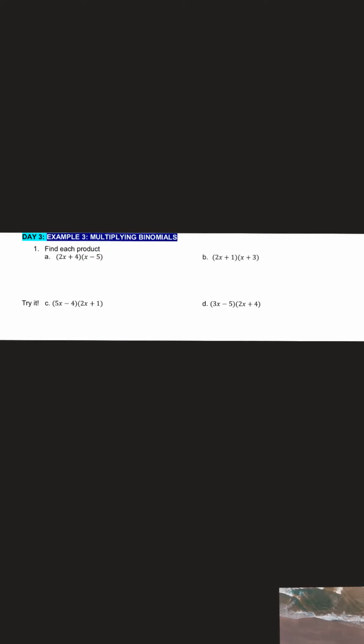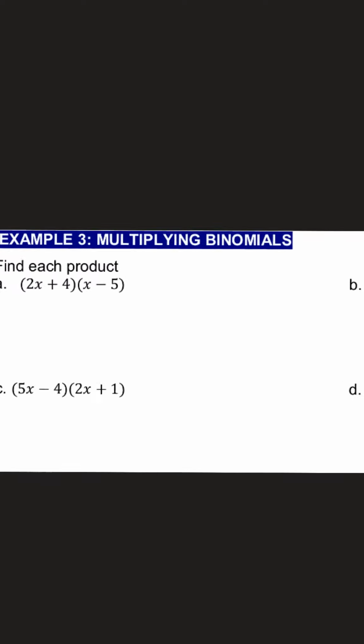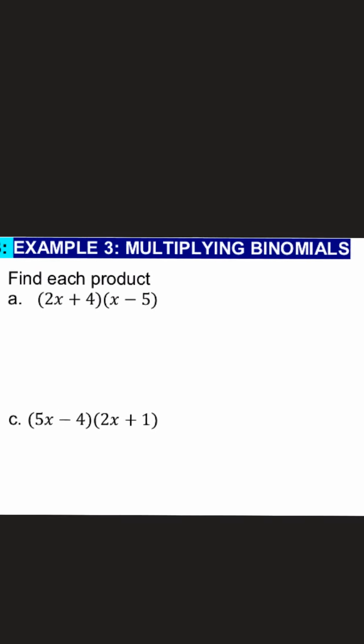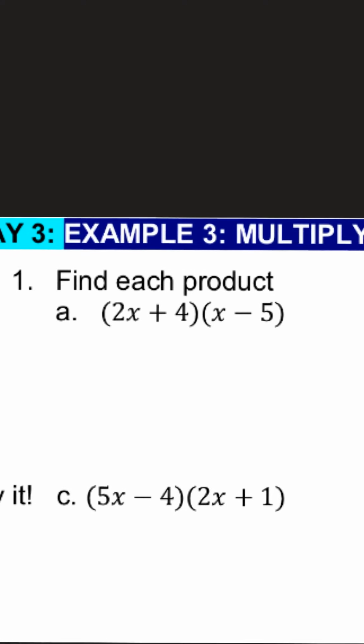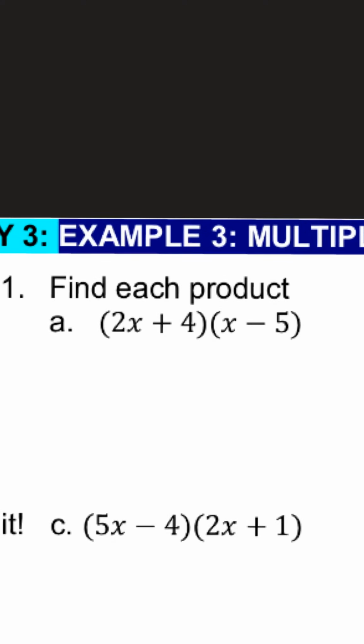All right, day 3. Today is all about multiplying binomials. Now, binomials, if we're remembering our vocabulary, are all polynomials with two terms. So if I look at number 1a, I see 2x plus 4, which is a binomial, and 3x minus 5, which is a binomial.